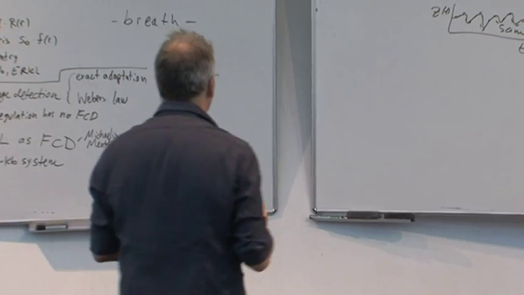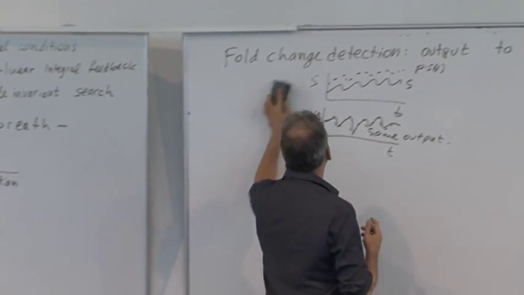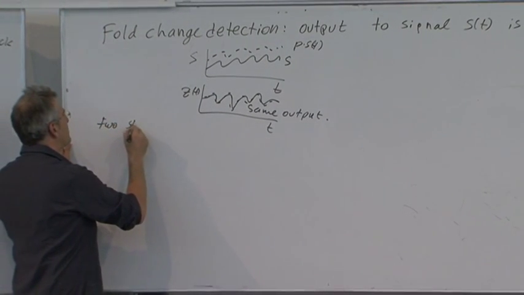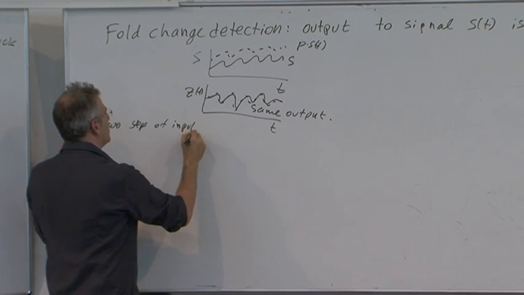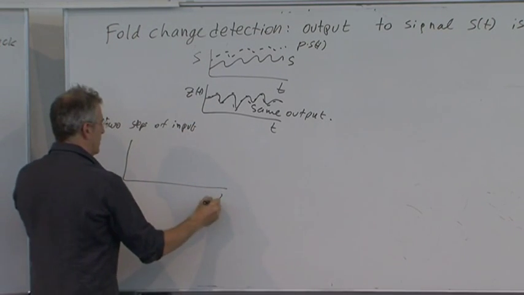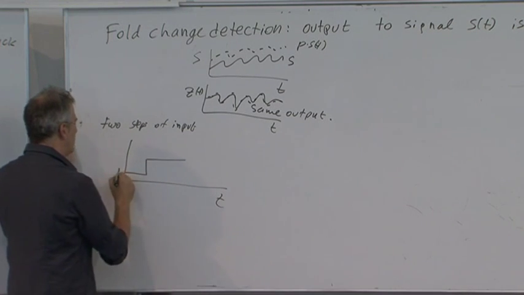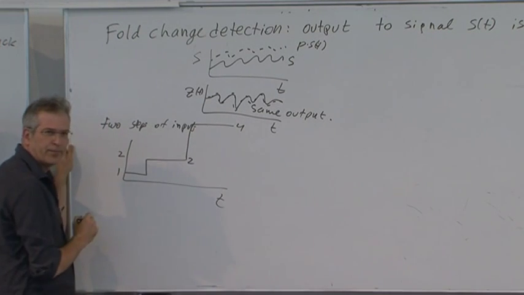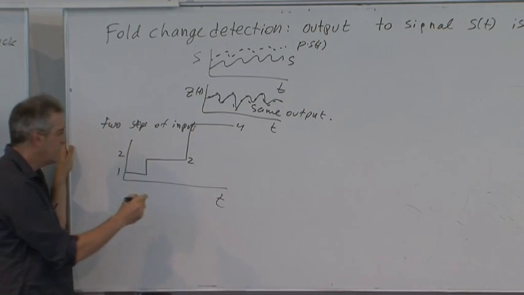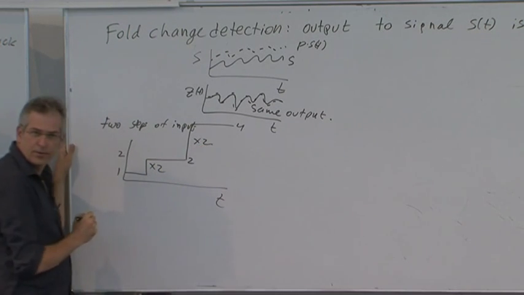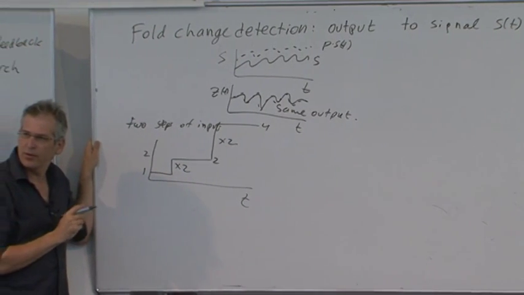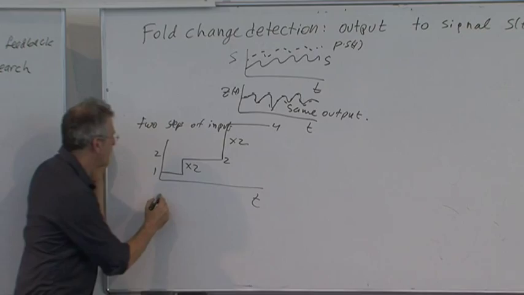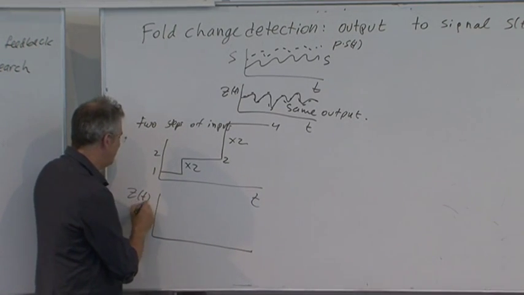But let's do it a little bit more simple. So if I give 2 steps of input, so this is time, and I go from level 1 to 2, and then I go from level 2 to 4. What's special about these 2 steps is they have the same fold change. What's different about those 2 steps? The absolute difference is different. Okay?